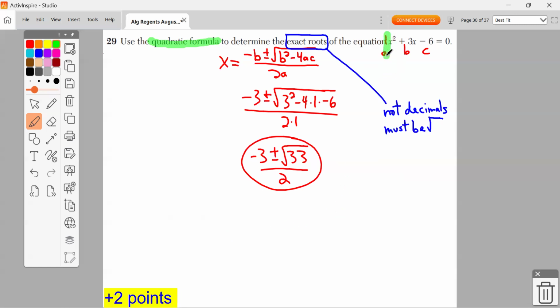Your A value is 1, your B value is 3, your C value is -6. So sub those numbers into the formula. Remember that the quadratic formula is on your reference sheet. So -3 plus or minus the square root of 3 squared minus 4 times 1 times -6 all over 2 times 1. When you multiply these numbers together, you get 33. So -3 plus or minus the square root of 33 over 2. 33 can't be simplified. So that's as far as we can go.